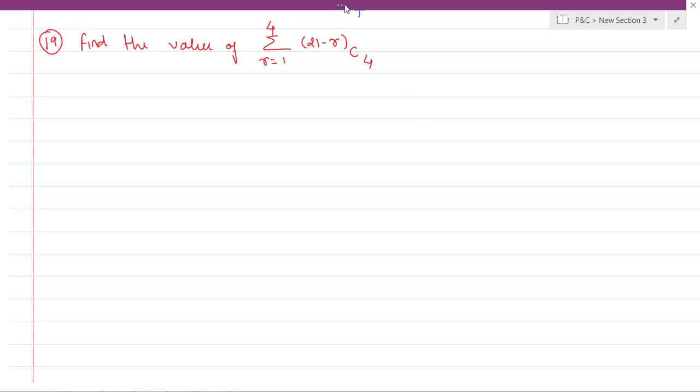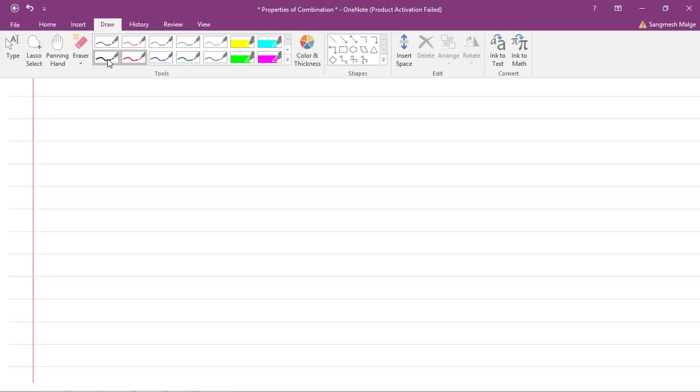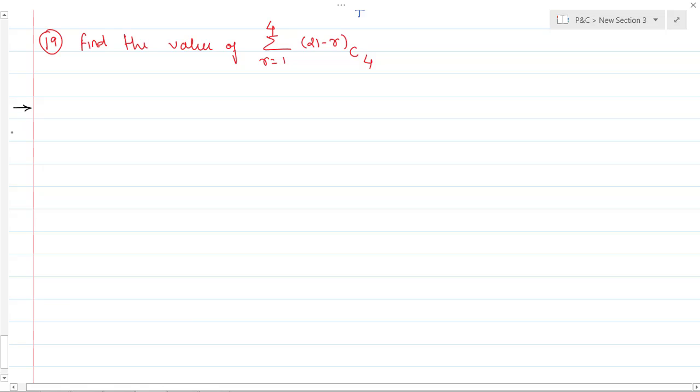Find the value of summation r equals 1 to 4 of (21 minus r) C4. We have already discussed what this summation is. If I open that summation, for every value of r you will have one term and all those terms will add up. So this is nothing but the summation function.